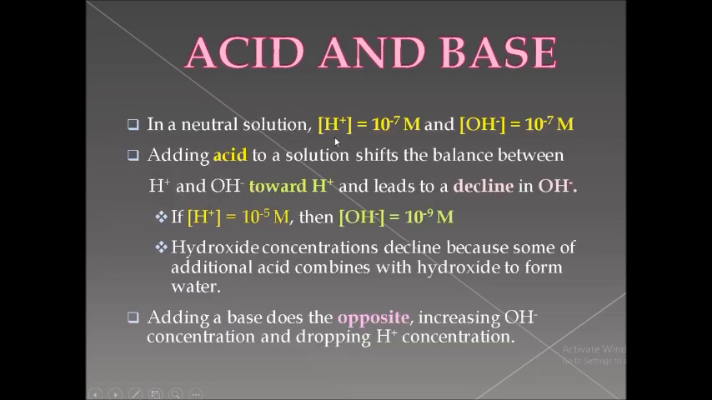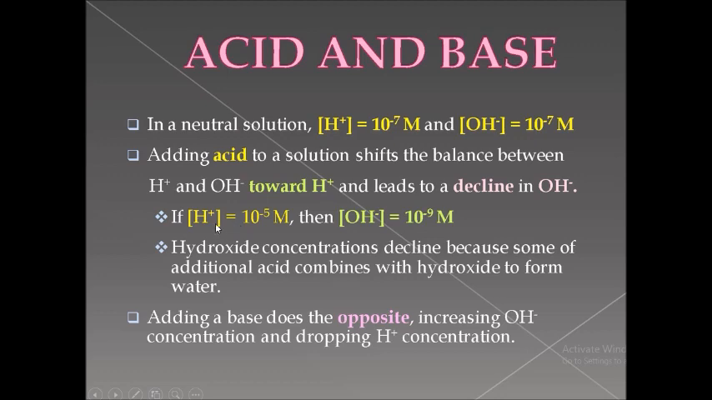So in a neutral solution, the concentration of hydrogen ion is about 10 to the power of negative 7 molar. Meanwhile, the hydroxide ion concentration is also 10 to the power of negative 7, meaning they are similar, they have the same concentration, thus bringing the water to an equilibrium state. So if you add acid into the aqueous solution, what will happen? The hydrogen ion concentration will increase, so it will cause a decline of the hydroxide ion in the aqueous solution.